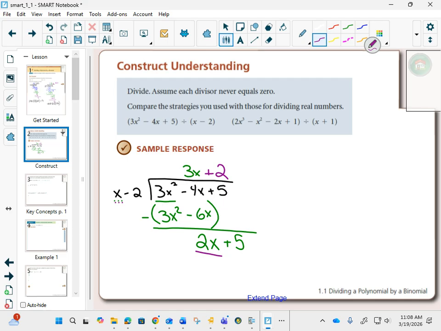Same process. That new 2, you multiply by the x, you get 2x. You multiply the 2 by the negative 2, you get negative 4. You put it in brackets and you subtract. Obviously 2x minus 2x would go away. What is 5 minus a negative 4? And that's your remainder.